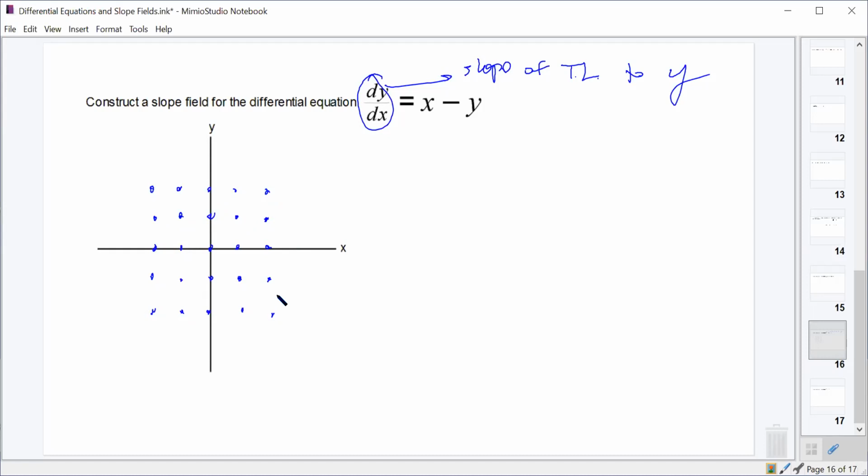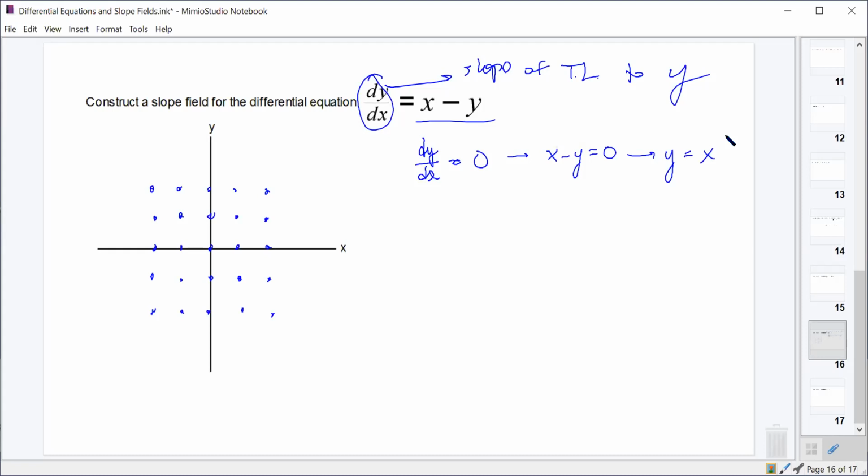So anytime they give you a differential equation equal to x plus or minus y, or something like 2x plus y, or 3x minus 2y, some product or sum of x and y, what you want to do is start off by just setting dy dx equal to 0. So if dy dx equals 0, that tells you that x minus y equals 0, which in turn tells you that y equals x. Everybody agree with that?